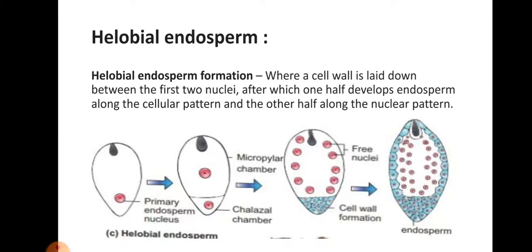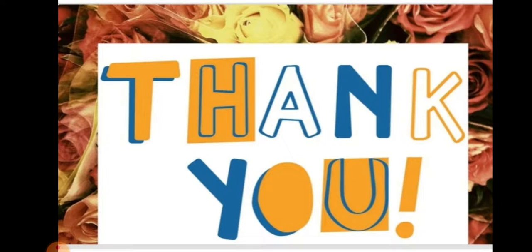So these are the three types of endosperm: the first one is nuclear endosperm, the second one is cellular endosperm, and the third one is the helobial endosperm. So this is about the endosperm formation, and thank you.